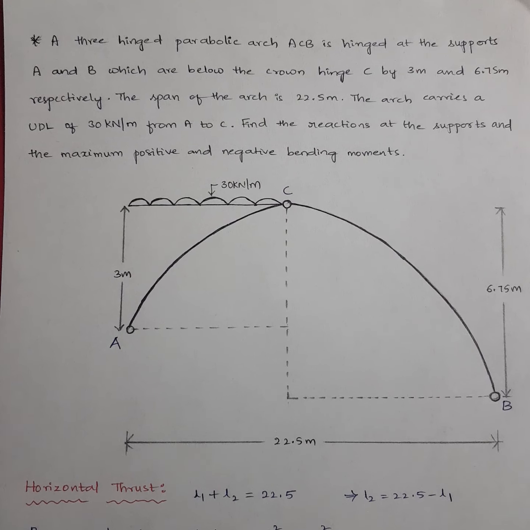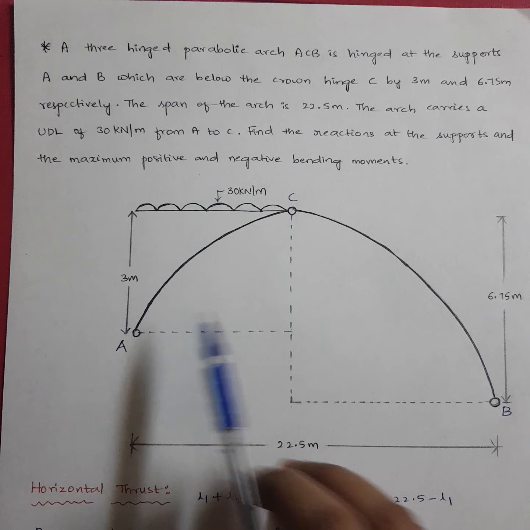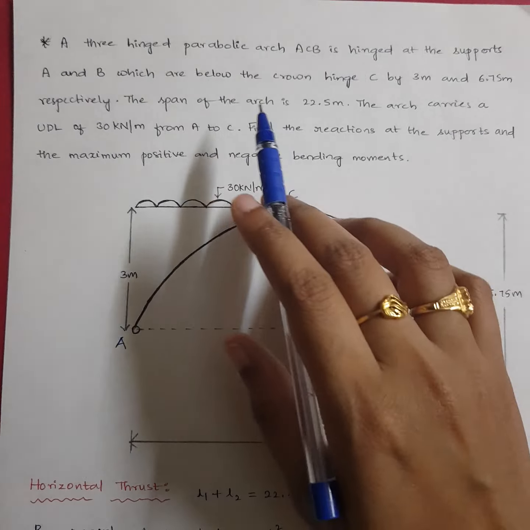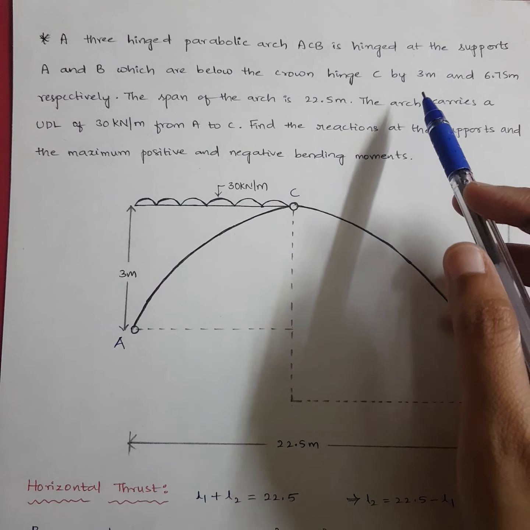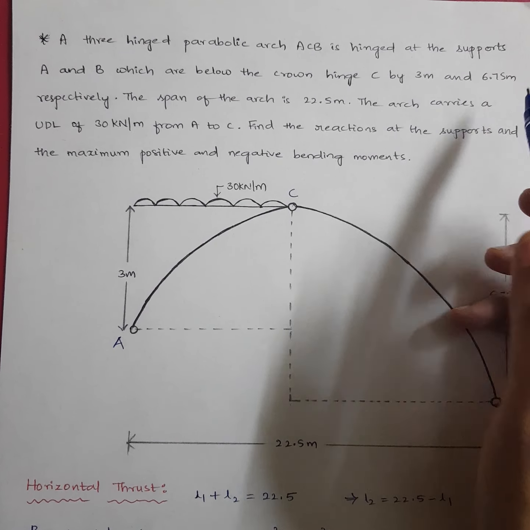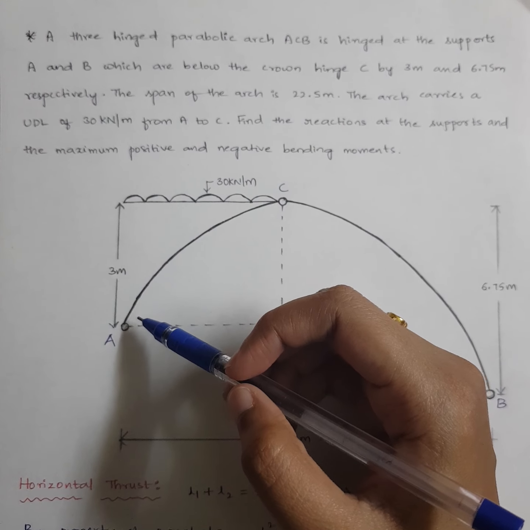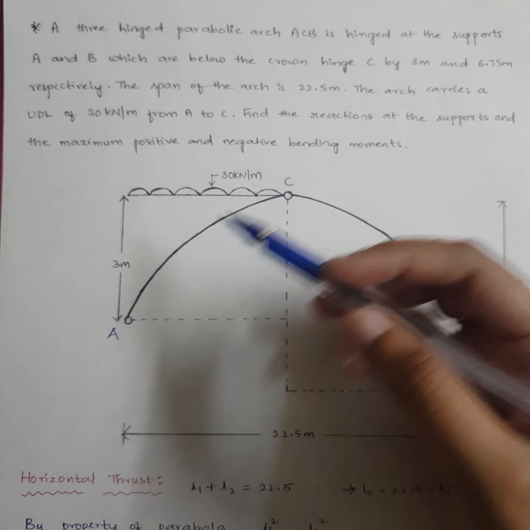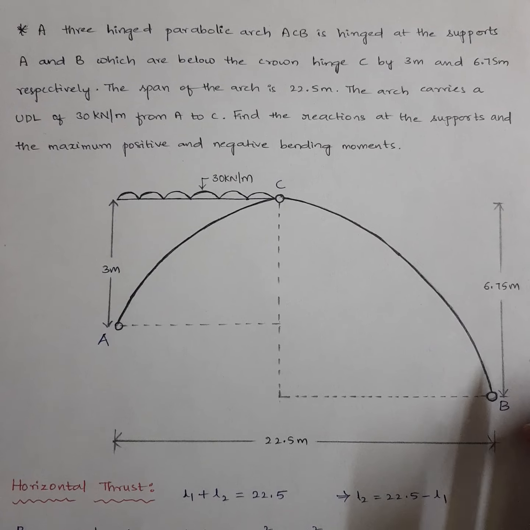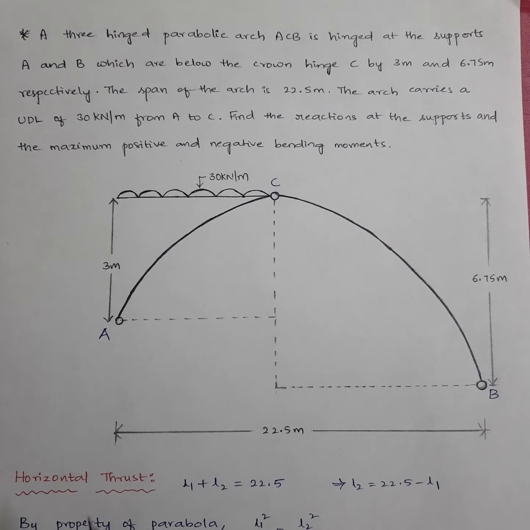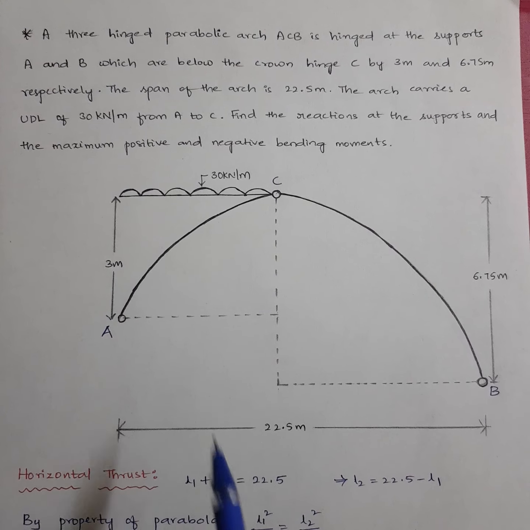Okay, so now we can see the question. There is a three-hinged parabolic arch ACB which is hinged at A and B, and which are below the crown hinge C, of course. C is also hinged, by 3 meters and 6.75 meters respectively. It means the support A is at a depth of 3 meters from C, and the support B is at a depth of 6.75 meters from C. So you can see this is at 3 meters, this is at 6.75 meters. So both are at different levels.